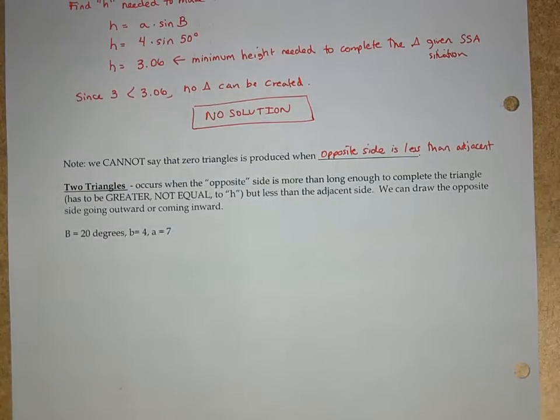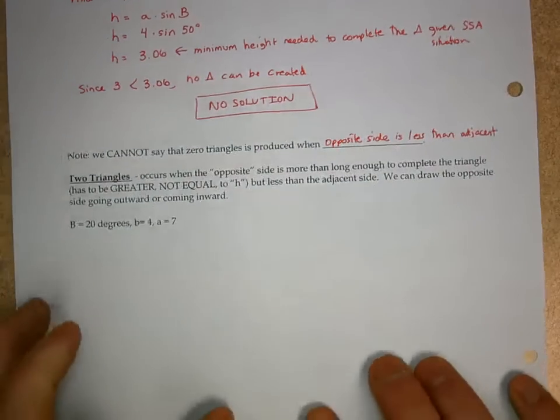So there's two parts that we're looking at here if we're going to have two triangles. First of all, the height has to be acceptable to complete the triangle compared to the side that I'm given. The second thing is that opposite side has to be less than the adjacent side. So I'm always going to do that test for h first.